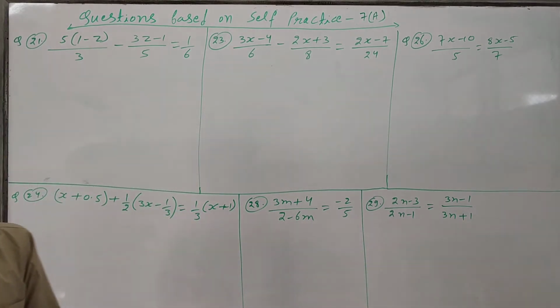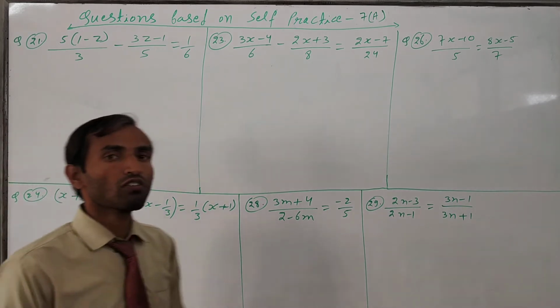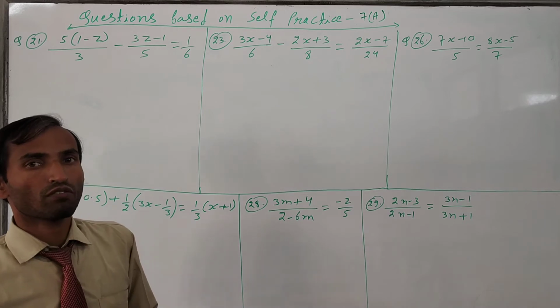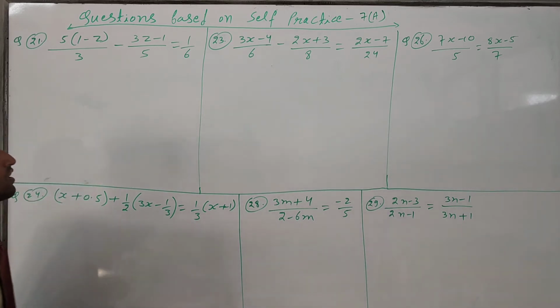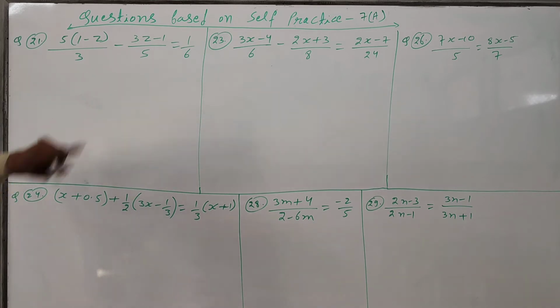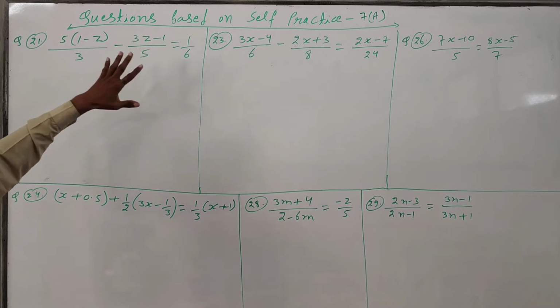Just go through each and every question, each and every step. Then you can solve these types of questions, and the same types of questions that I have left. Now here a fraction is given in the linear equation. We have to find the value of z. So how do we solve it?